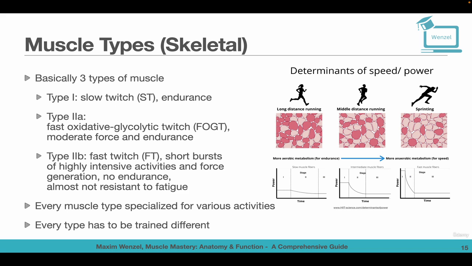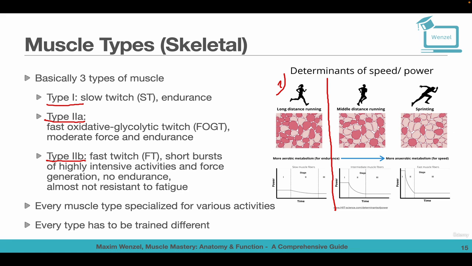And basically, you have three different types. So the first one is type 1, slow twitch, in short form ST. And this muscle is for endurance. This one can work for hours and hours and hours, which you can see here.